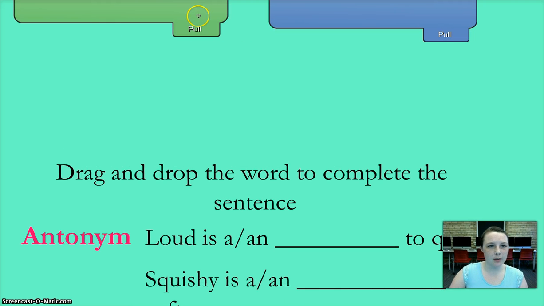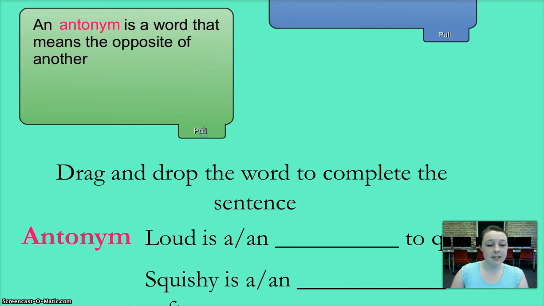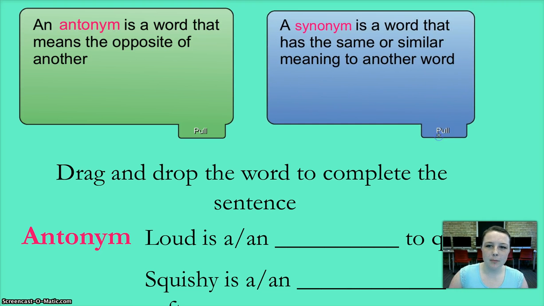If we pull down this tab right here, it says an antonym is a word that means the opposite of another. Antonym, opposite. On the other hand, a synonym is a word that has the same or similar meaning to another word. Now, one strategy that I like to use when remembering what the word synonym means is that it starts with S, and so does the word same. Synonym, same. They just kind of go together.